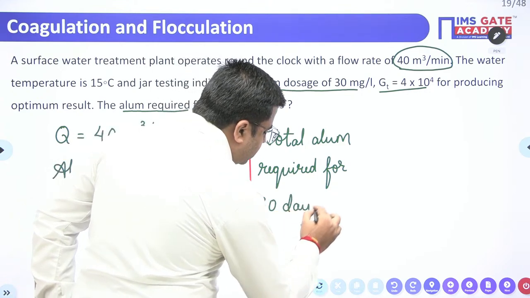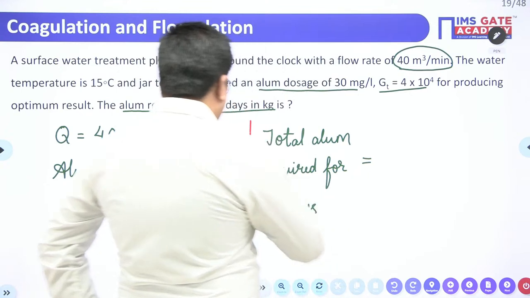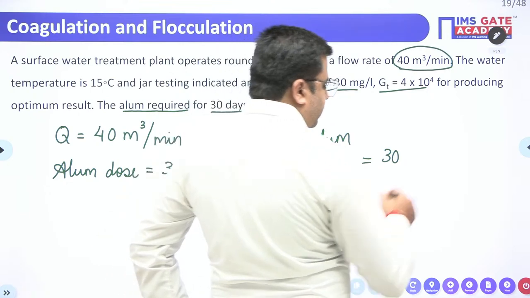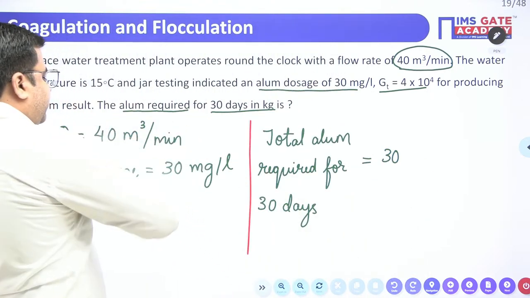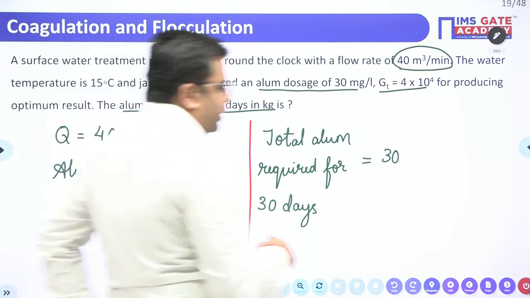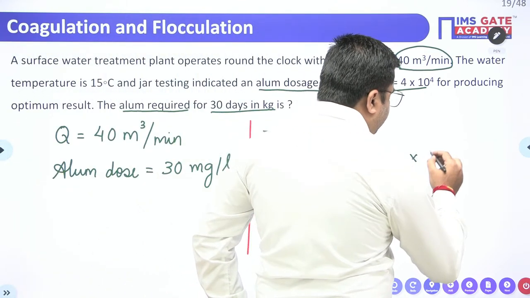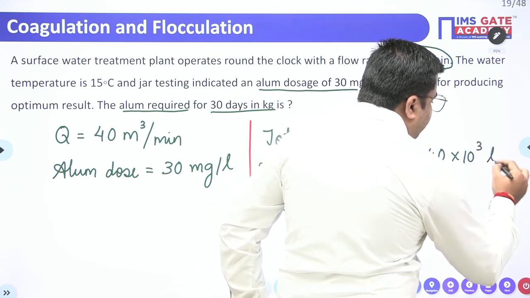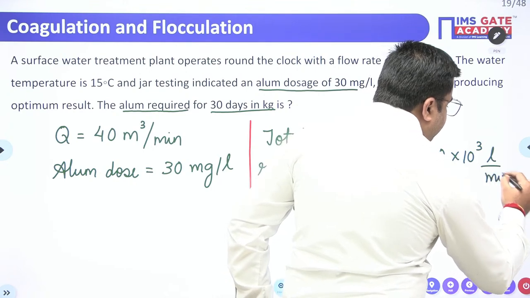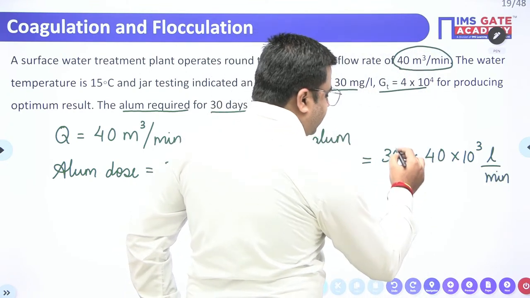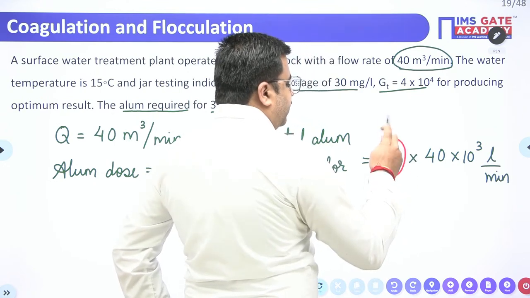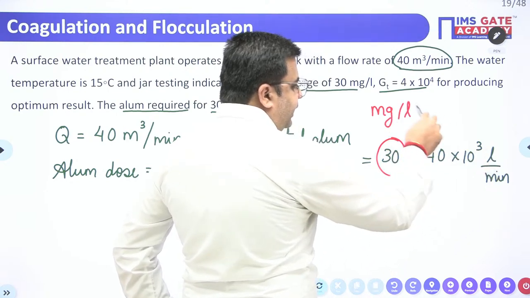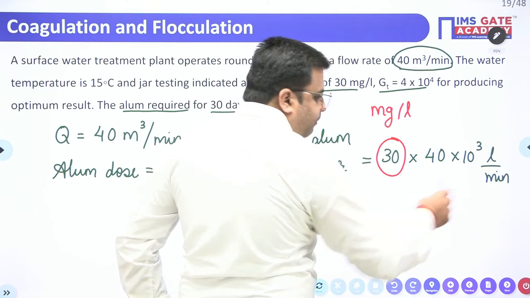Total alum required for 30 days is equal to, for 1 liter, 30 milligram is required. So the discharge is given as 40 meter cube per minute. This 40 meter cube per minute can be written as 40 into 10 raised to the power 3 liter per minute. And this is again in milligram per liter. So liter and liter will cancel out. We have milligram per minute, right?